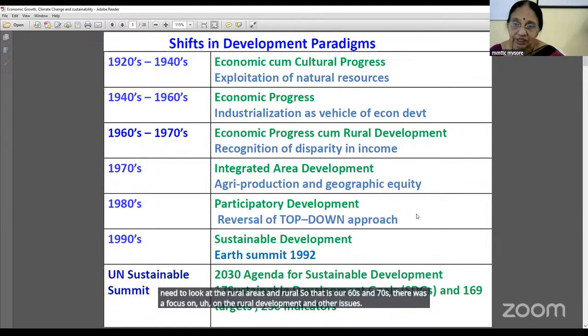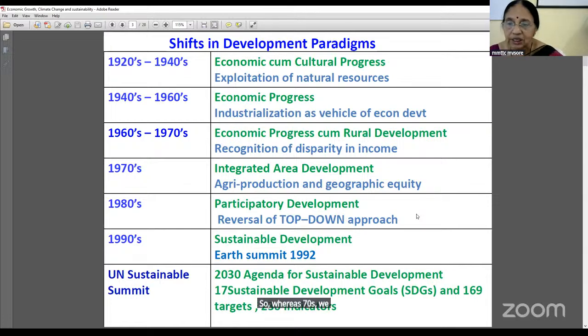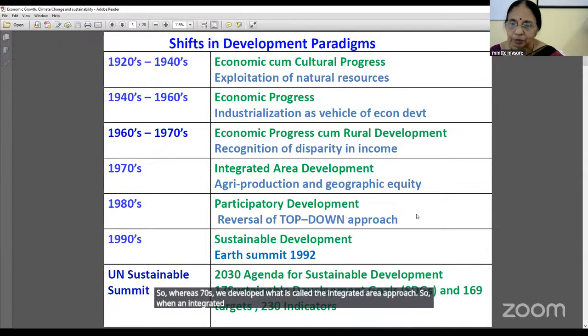Whereas in the 70s we developed what is called the integrated area approach. With the integrated area approach, agriculture production and geographic equity, people were focusing more on integrated area development, so developing the entire area.